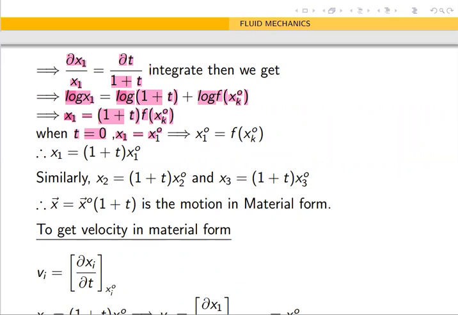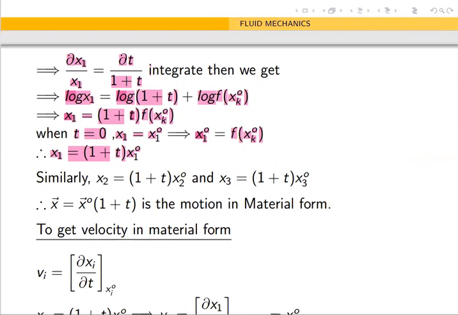Now, substituting these two in the above relation, we get x1, which is nothing but x1 naught, since t is 0. So f of xk naught is nothing but x1 naught. So using that, we get x1 equal to 1 plus t times x1 naught.